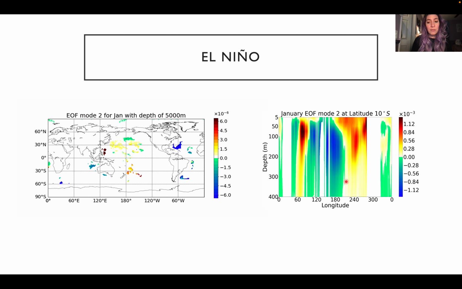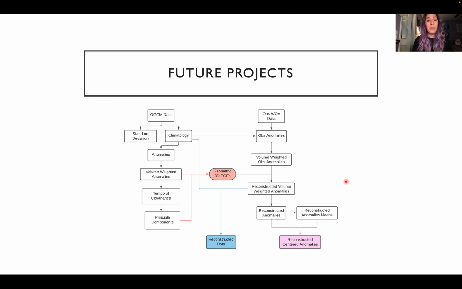But another motivation is actually my current project, reconstructing climate data. So I am using the 3D EOFs that I computed along with the World Ocean Atlas data from NOAA. That's really sparse, and I'm using the 3D EOFs to reconstruct data, fill in those gaps of the sparse WOA data.